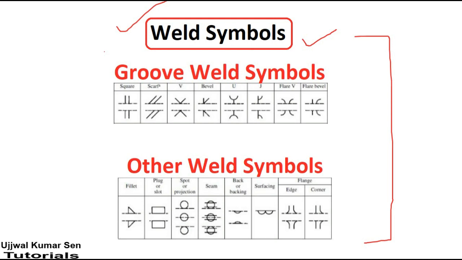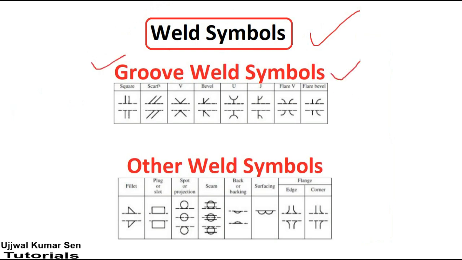Maybe you have seen in the market few people doing welding for home appliances, right? Just like gates or maybe boundaries. So we use it for different purposes. Even in automobiles we are using welding. But today's topic is all about weld symbols.